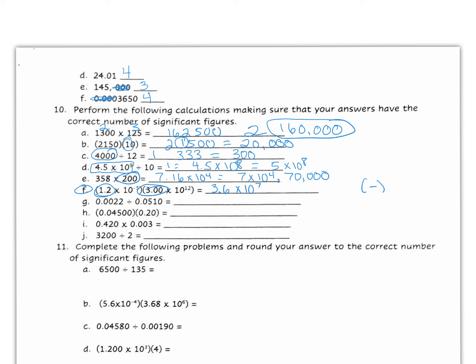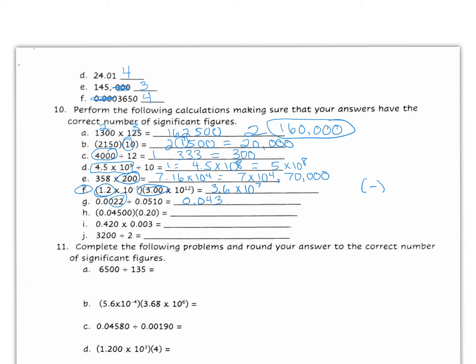So for the next problems, I'm going to put my calculator back into the FLO mode because these don't have scientific notation. So I have 0.0022 divided by 0.0510, and I get a long number, so I can keep 1, 2, 1, 2, 3. I can keep 2 significant figures, so I get 0.043, and I'm going to stop there because I can only keep 2 significant figures.